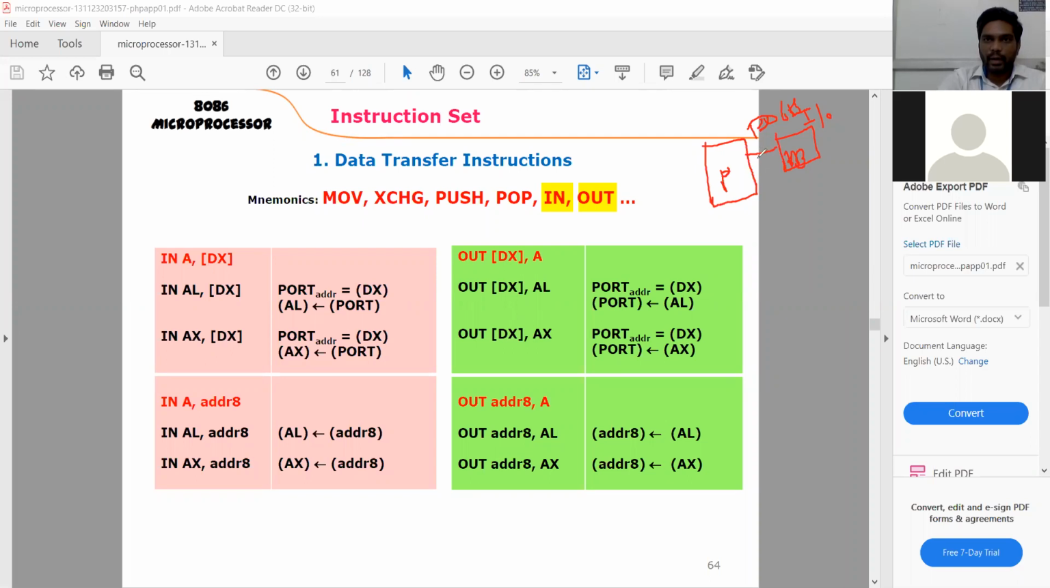So for every port there will be an address. At that address only these input output devices like keyboard, monitor, pen drives will be connected.